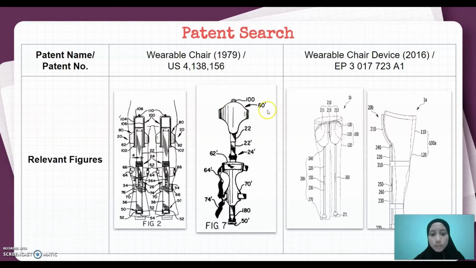As for the sitting position, the shape is designed like a U-shape to support the buttocks of users while sitting. Next is the figure from Europe in 2016, where the product provides a chair apparatus including a pants unit configured with the legs and buttocks of users inside, which means this exoskeleton can be worn inside the pants.